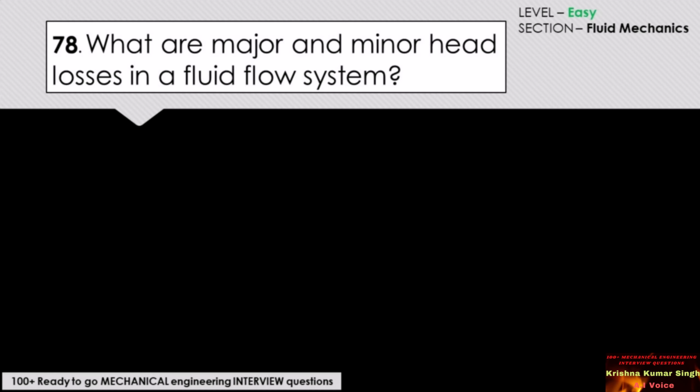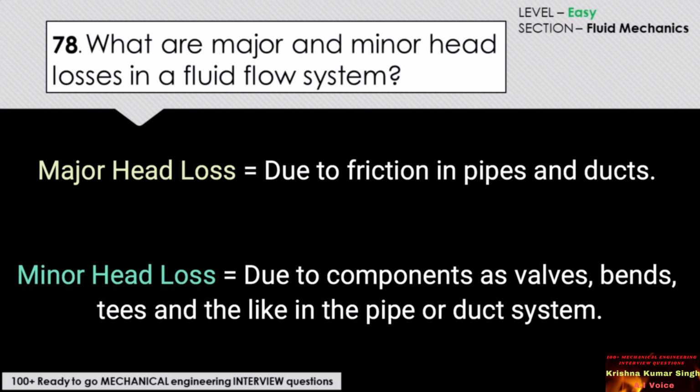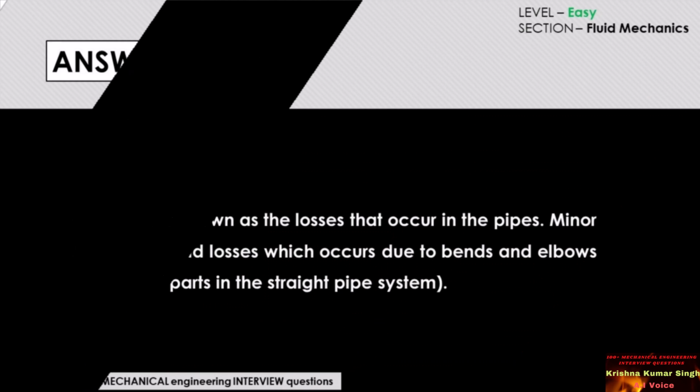What are the major and minor head losses in a fluid flow system? The major head loss would be the head loss or pressure loss due to friction in pipes and ducts. Minor head losses can be the pressure loss or head loss due to components such as valves, bends, tees, and the like in the pipe or the duct system.